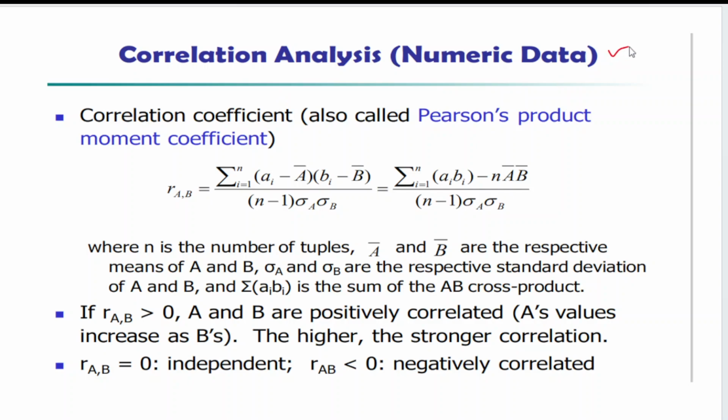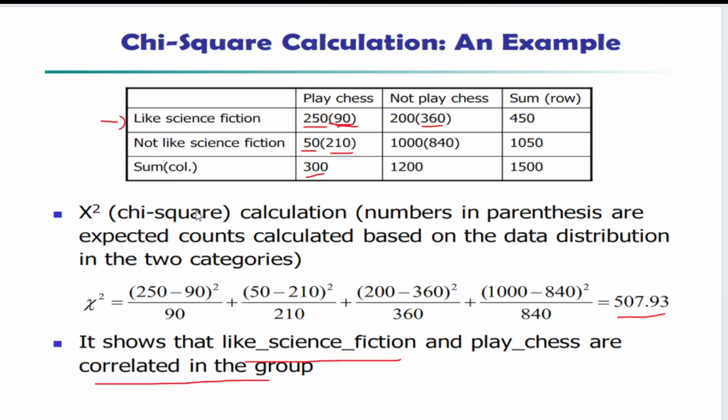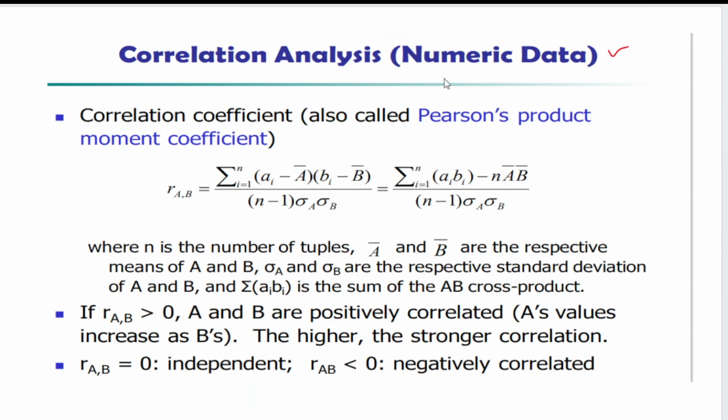And here, how can the correlation analysis be done on numerical data? This is called nominal data, like those who like science fiction movies or non-science fiction movies. These are called nominal data. But how can the correlation analysis be done on numerical data? On numerical data, I can find the correlation coefficient. What is that correlation coefficient? It is nothing but Pearson's product moment coefficient, which is called r of A comma B.